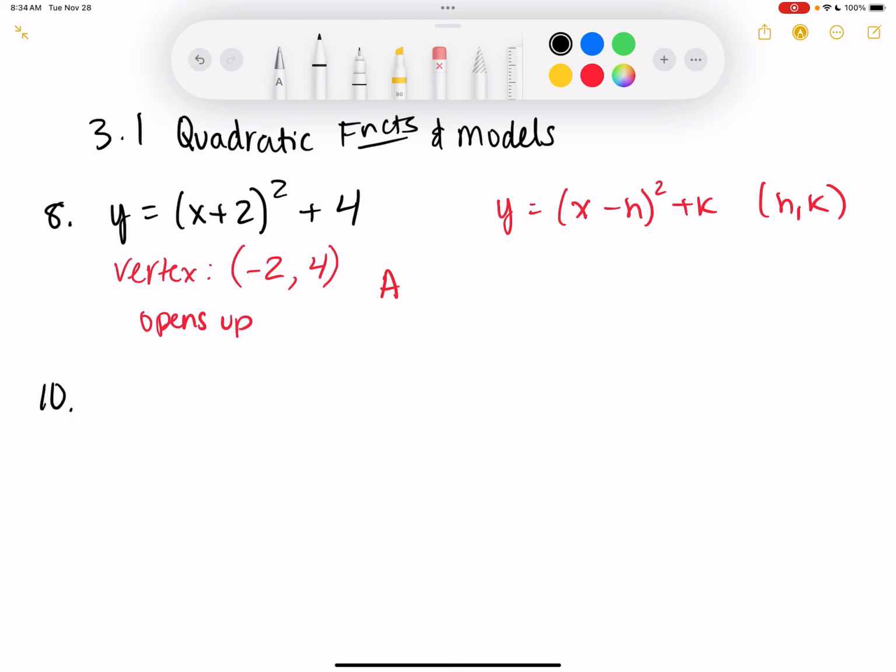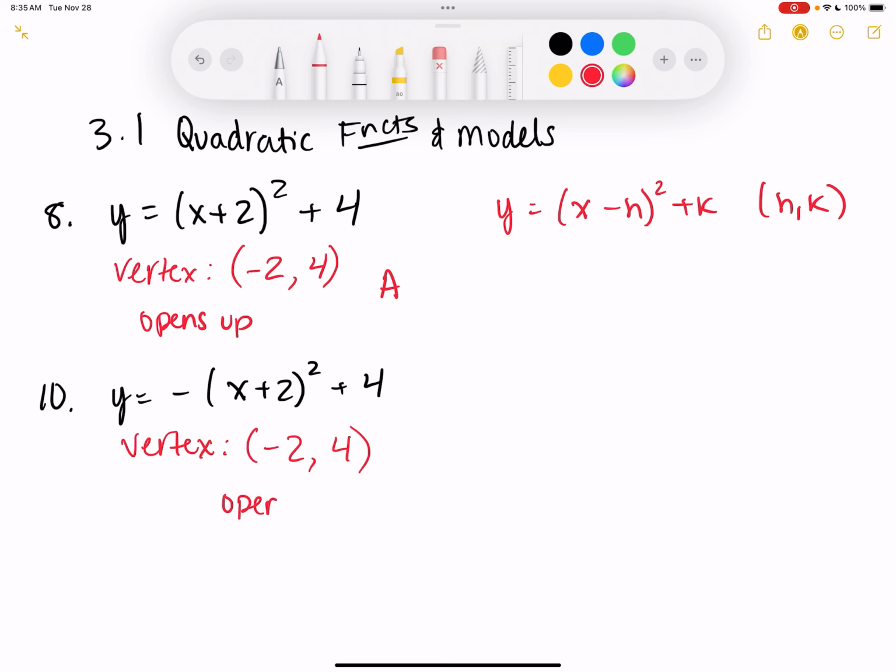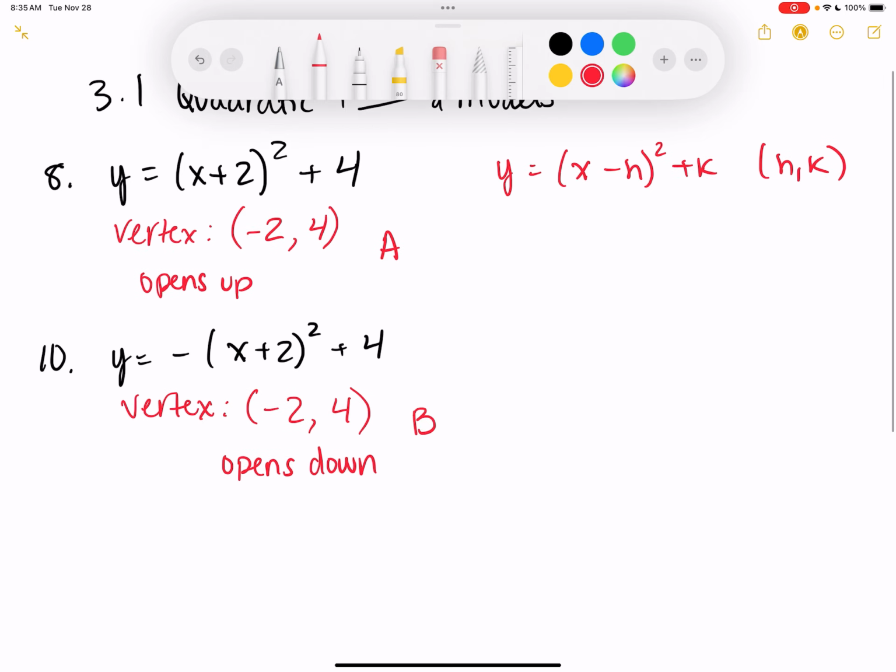Then number 10, we've got y equals negative, in parentheses, x plus 2 squared plus 4. So what would my vertex be of this one? -2, 4 as well. And which way does this one open? Down. This one opens down, so that's the difference. And that is option B, if you go back to check.